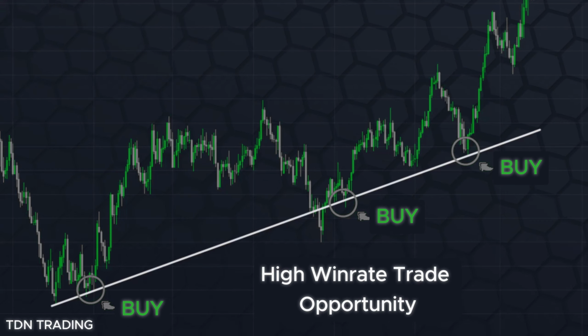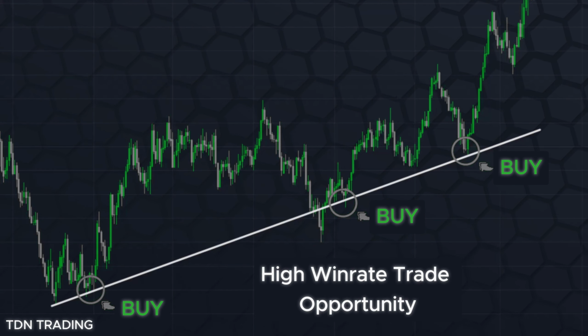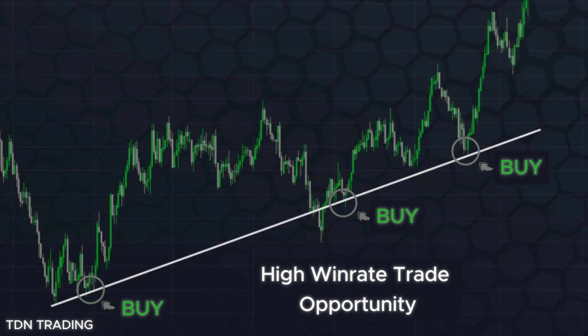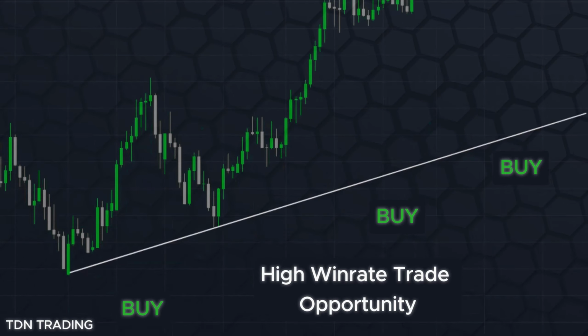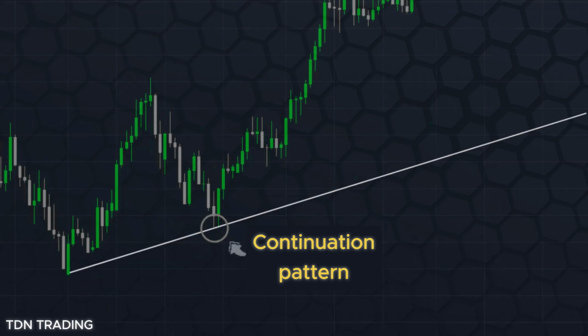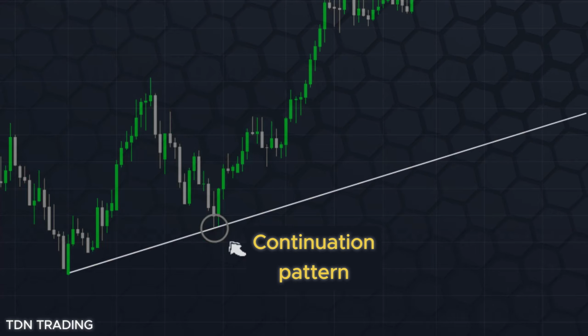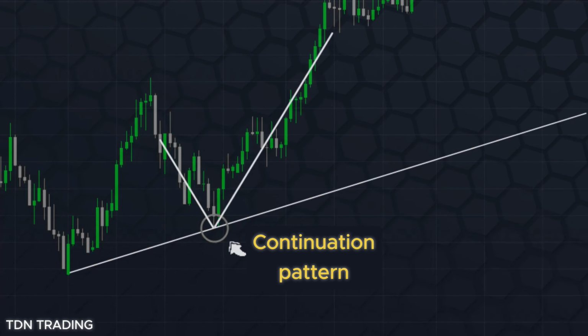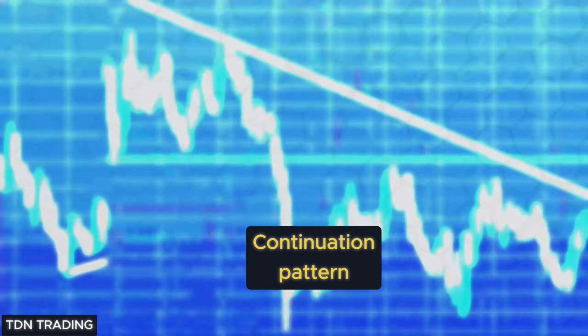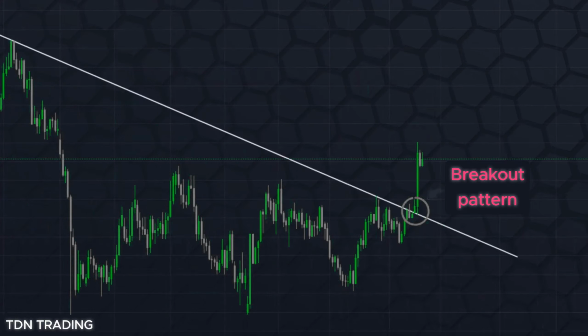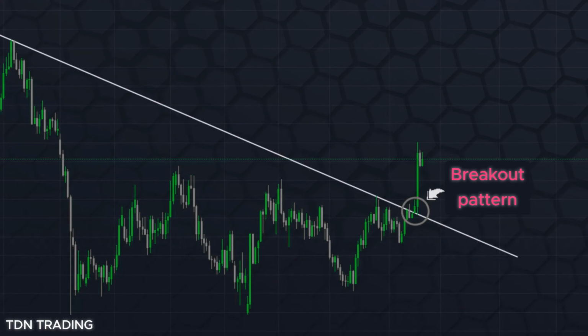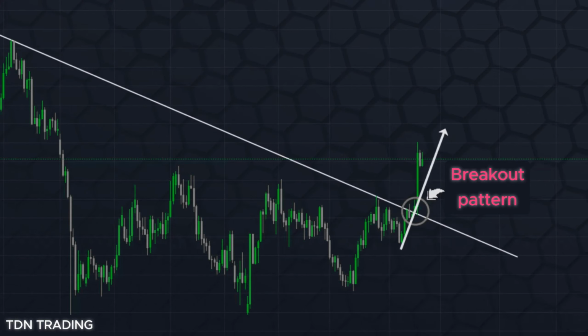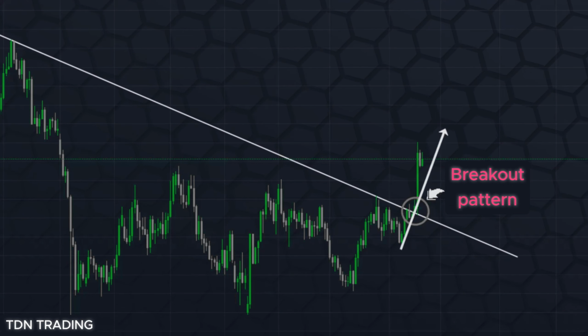For example, in a trend line strategy, there are two types of patterns that may form when price approaches a trend line. The first pattern is called the continuation pattern, which is formed when the price bounces back to the direction of a trend right after hitting a trend line. And the second pattern is the breakout pattern, which is formed when the price broke out of a trend line, causing the trend to switch directions.